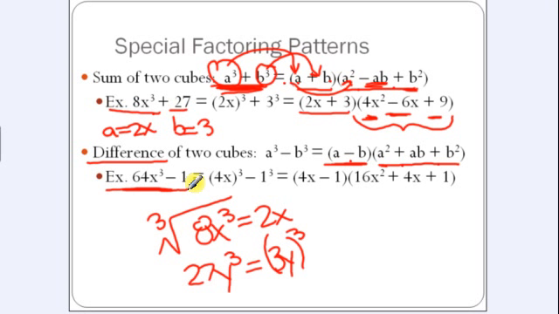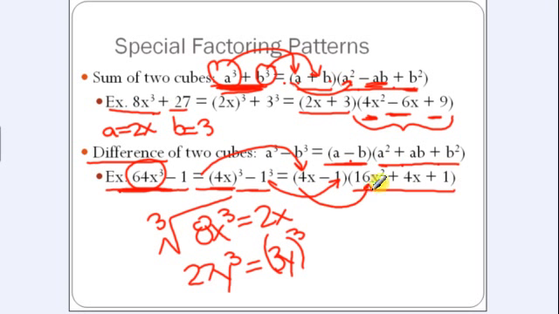64x cubed minus 1. We want to recognize that this is a perfect cube because 4x to the third power equals 64x cubed. 1 is also a perfect cube because 1 cubed equals 1. So when I factor it, I take, once again, a minus b, so 4x minus 1, times the first term squared, which is 16x squared, plus 4x times 1, which is just plus 4x, and then plus b squared, which would just be plus 1. And that is now factored completely. We'll do some more examples.